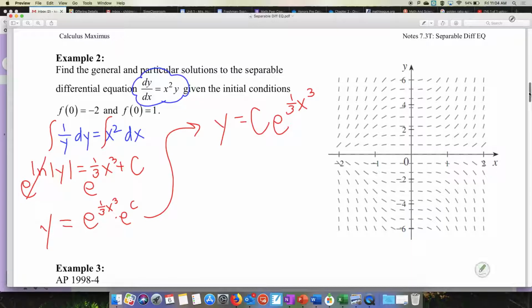Okay, so this is what we call our general solution. If we want our particular for the coordinate 0, 1, you solve that for me.